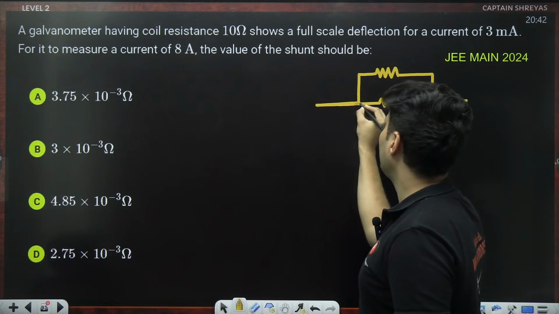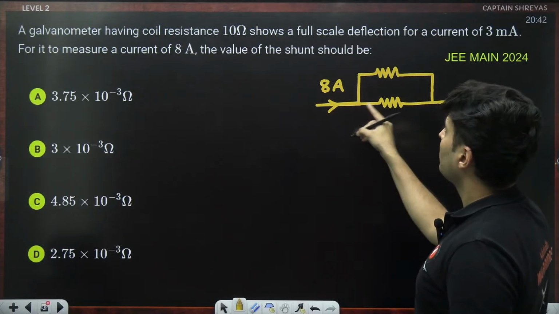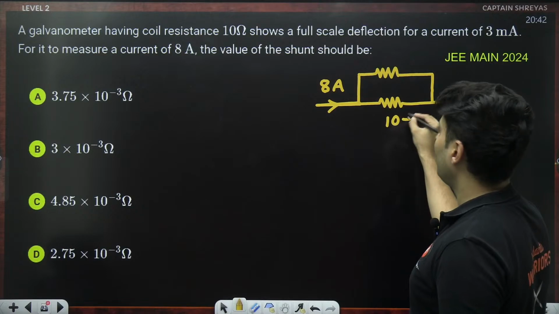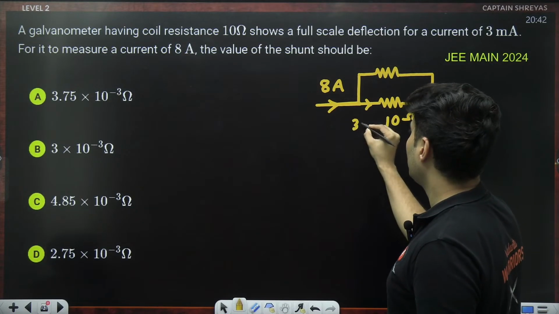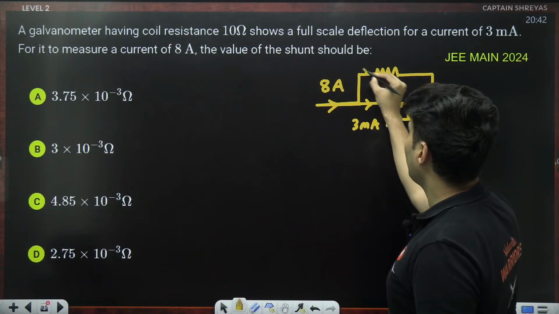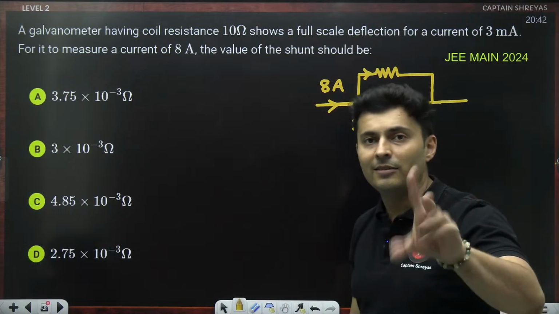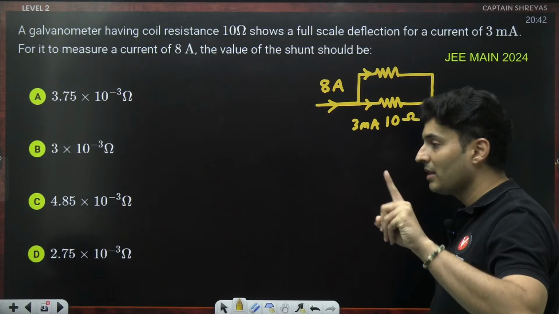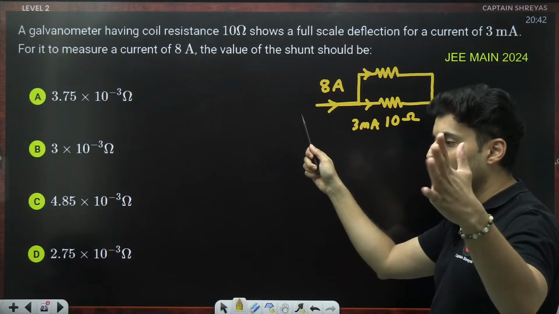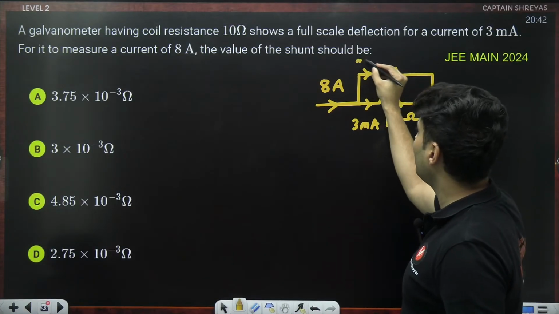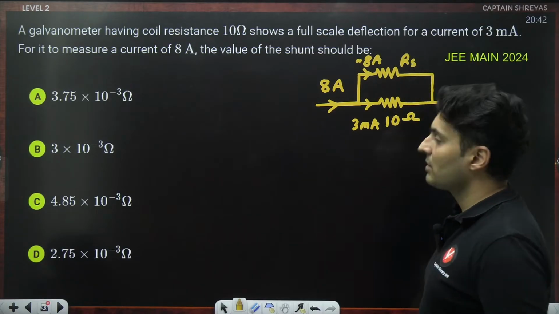And I will say that 8 ampere of current is entering in, but this galvanometer having 10 ohm resistance has a full scale deflection current of 3 milliamperes. That means the remaining current will be 8 minus 3. Now don't think it is 5, this is ampere, this is milliampere. This is so small that taking away 3 milliamperes from 8 amperes will not change much. So this will still be approximately 8 ampere through the shunt resistance.